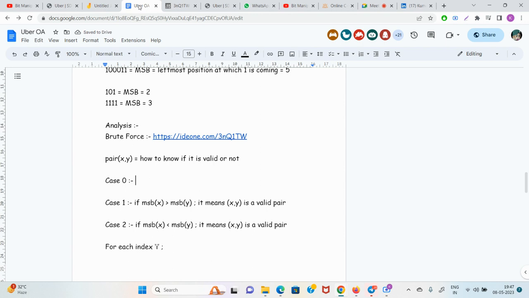Now, what if both are equal, guys? I'm giving 1 minute to everyone. Prathamesh, just think what will happen if the MSB of X and Y are the same. Will it be valid or not? Just think and tell me in the chat.